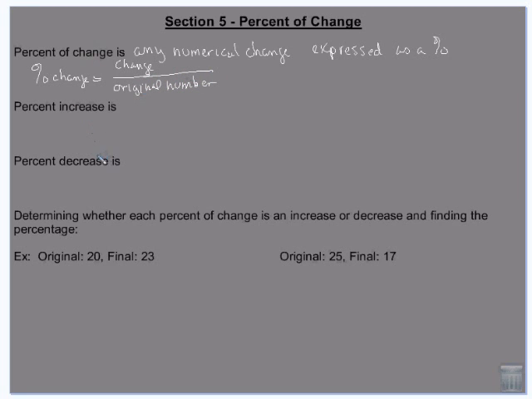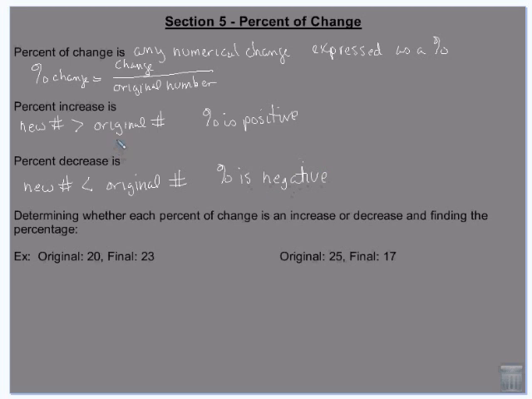So to find a percent of change, we take whatever the change is, the difference between the two numbers, and we divide it by the number we started with. Now, if it is a percent increase, the new number is larger than the original number, and the percent is positive. If we have a percent decrease, the new number is less than the original number, and the percent is negative.